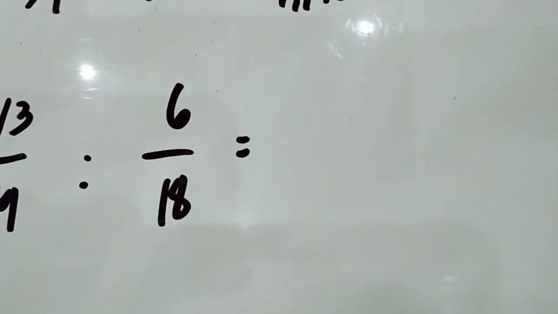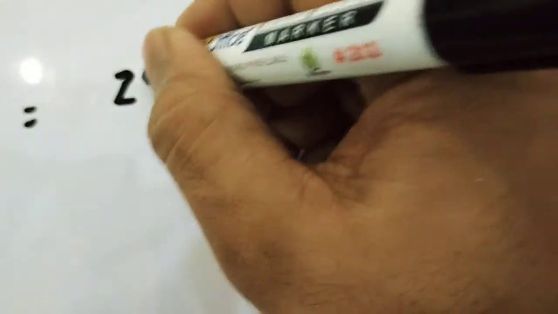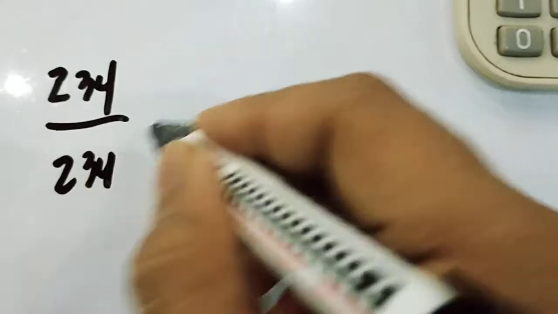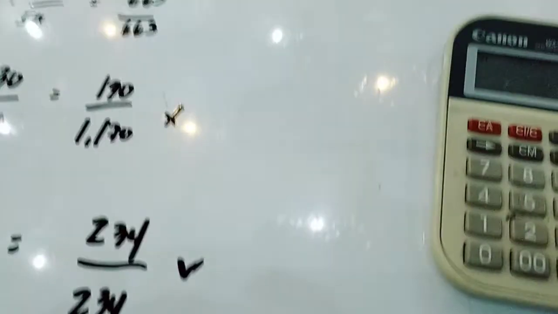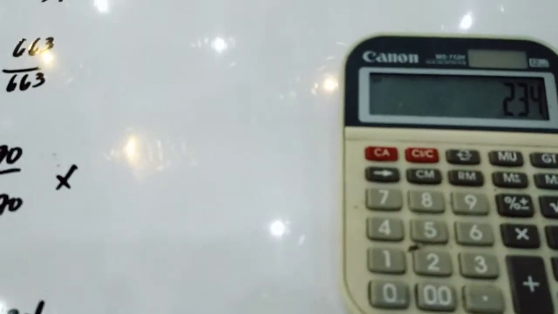So again, cross multiply 13 times 18. That is 234 over 6 times 39. That is 234. So they are directly proportional. Next, we have the inverse proportion.